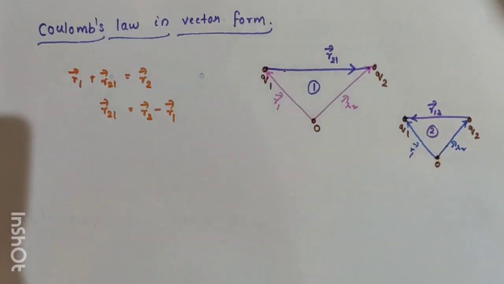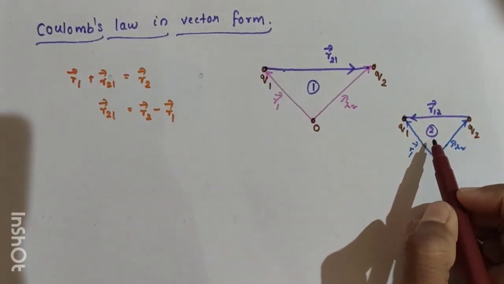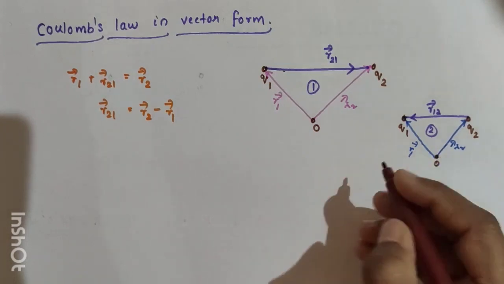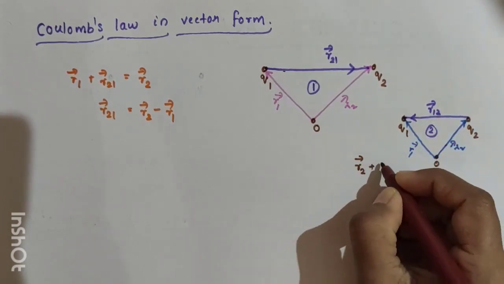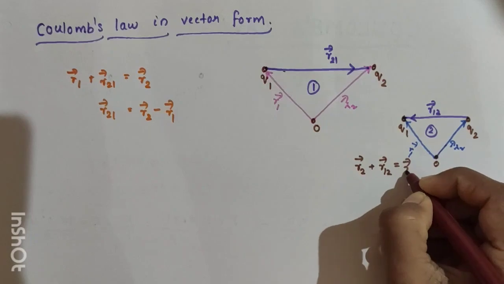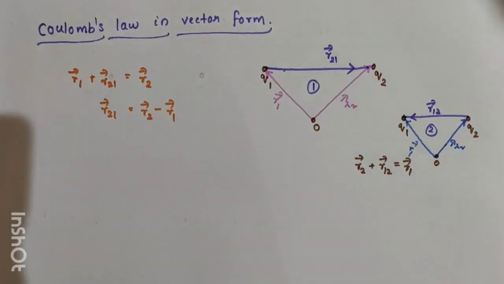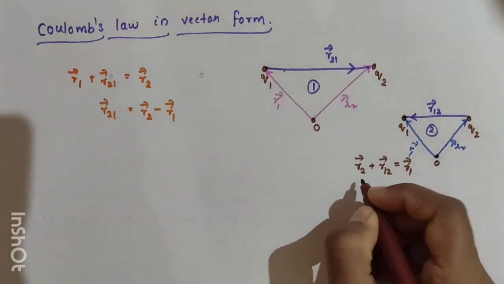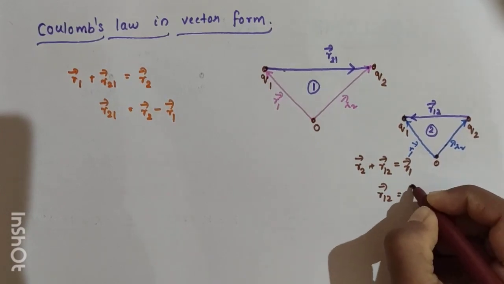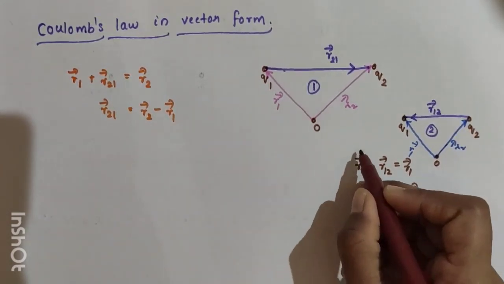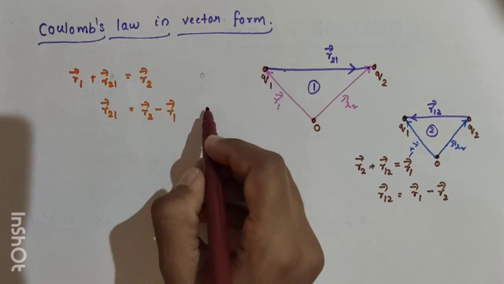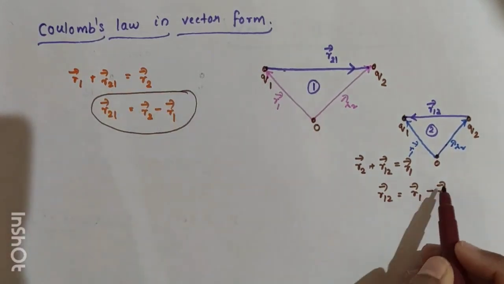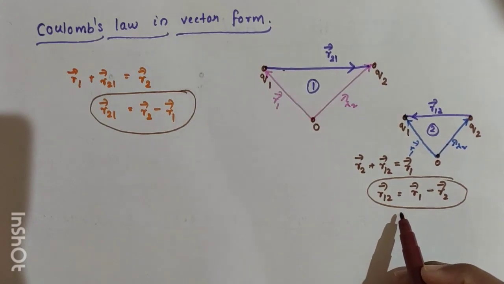Now when we consider the second figure, by applying the triangle law of vector addition, we can write vector R2 plus vector R12 is equal to vector R1. I hope you remember the triangle law of vector addition that we already discussed in our 11th standard classes. From this we can write vector R12 as vector R1, and taking vector R2 to this side, it becomes minus vector R2. So we have vector R21 as vector R2 minus vector R1, and vector R12 as vector R1 minus vector R2.